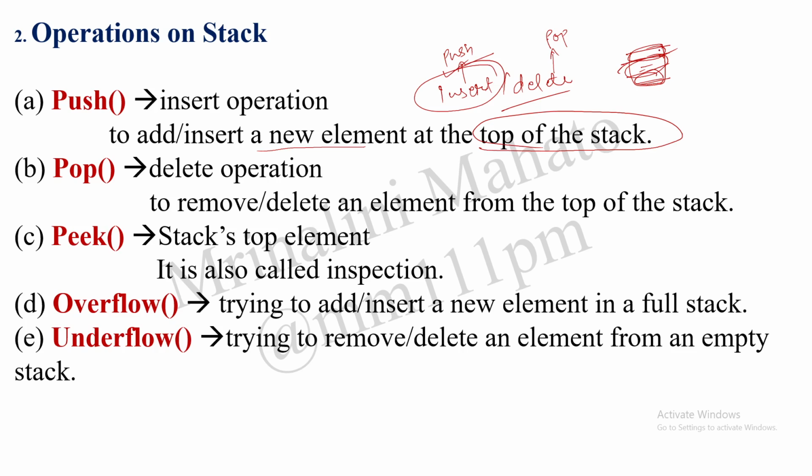When we delete, we can delete only from the top. Okay, push and pop. Now the peak element. The stack's top element is called the peak element. Suppose here 0, 1, 2. Now tell me.